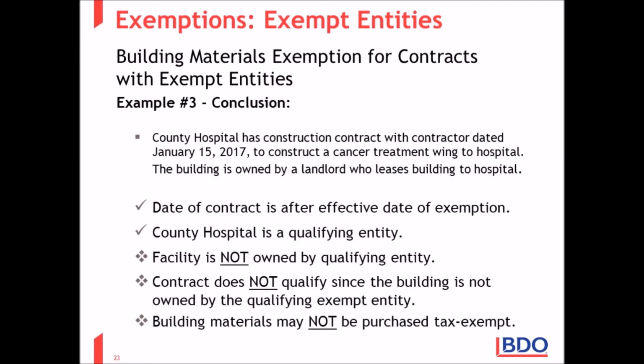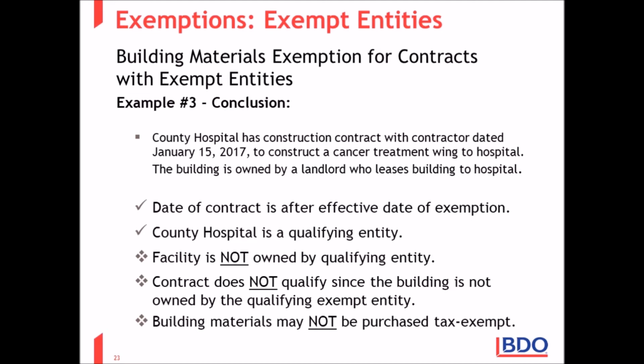In this situation, we look at the date. The date is fine. It's after the effective date of the statute. We look at the entity. The entity is fine. It's a county hospital, which is part of the county, and the county is an exempt entity. The problem we have is the financing arrangement where the building is actually owned by somebody else. It's not owned by the county. It's owned by a private company. That is going to cause this contract to not qualify because the property is not being transferred to the tax-exempt entity. They're getting use of it, but not ownership of it.